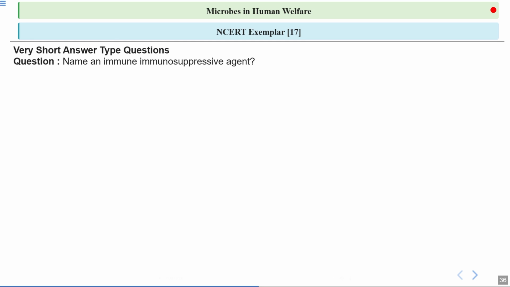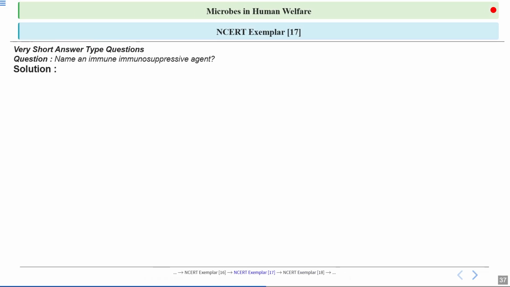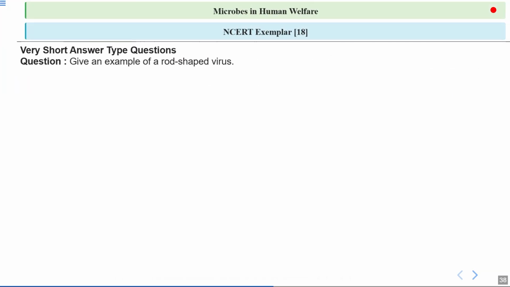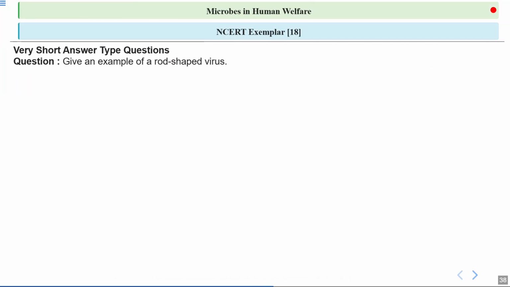Next one, you have to name an immunosuppressive agent. Immunosuppressive agents basically suppress the immune system. So what will be the answer for this question? It is cyclosporin A. This is produced by the fungus Trichoderma polysporum. This is used as an immunosuppressive agent. Clear? So this is a quite straightforward question. These immunosuppressive agents are used in the case of organ transplant as well to suppress the immune system.